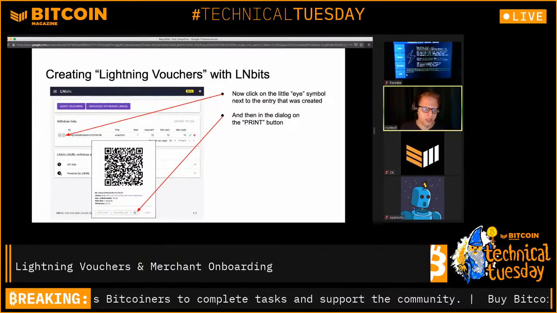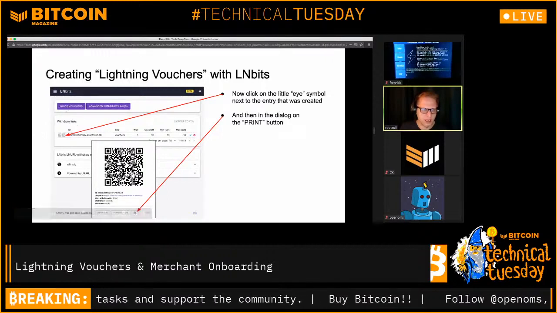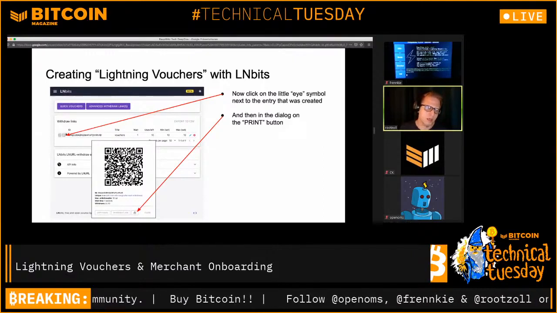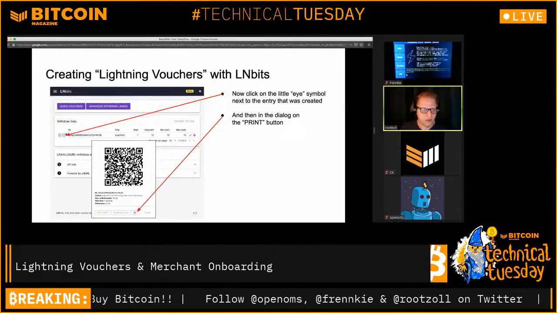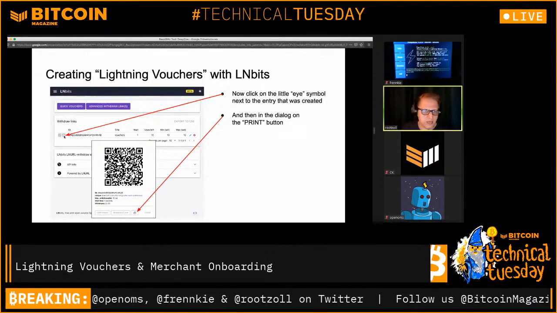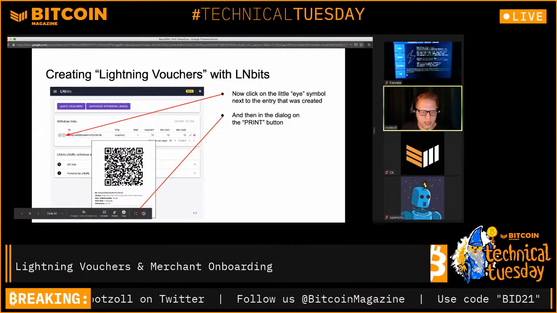Then we are still on the plugin. So what we see on the plugin behind our buttons here is now a new entry. This is the vouchers we created, or the LNURL codes we created. And to take a look at them, we use this little eye symbol, and this opens this dialog.